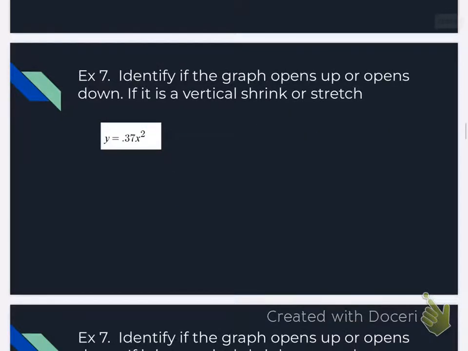Okay, our next one we want to see if it opens up or down. Well, you see that this is a positive number, so it opens up. So it means it's looking like this. And then 0.37, is that between 0 and 1 or greater than 1? Well, we see it's between 0 and 1. So once again, you see that this is a vertical shrink.